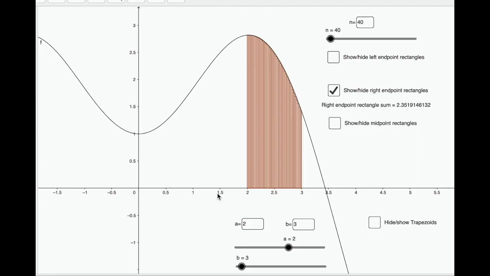So you can use this application or this animation to visualize how the skinnier the rectangle is, and the more rectangles you fit under that curve, the more accurate your estimation is going to be.